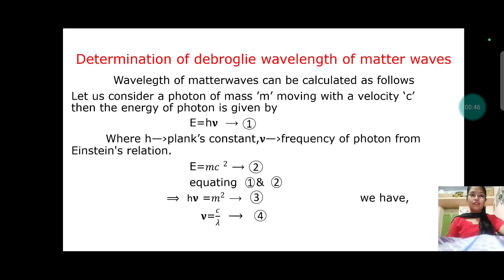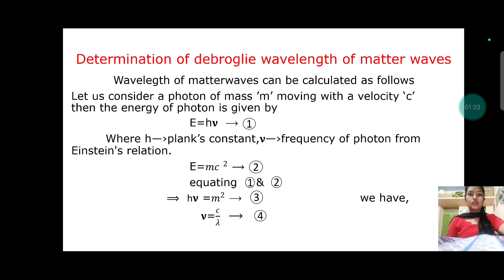Determination of de Broglie wavelength of matter waves. Wavelength of matter waves can be calculated as follows. Let us consider a photon of mass m moving with velocity c. Then the energy of the photon is given by E = hν. Represent this as equation 1, where h is Planck's constant, ν is the frequency of the photon. From Einstein's relation, we have E = mc². Represent this as equation 2. Equating equation 1 and equation 2, we get hν = mc². Represent this as equation 3.